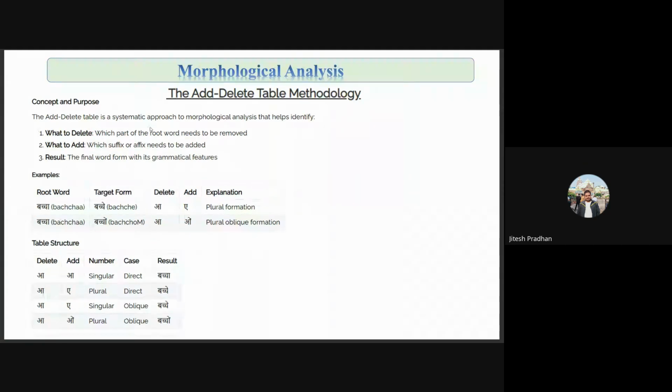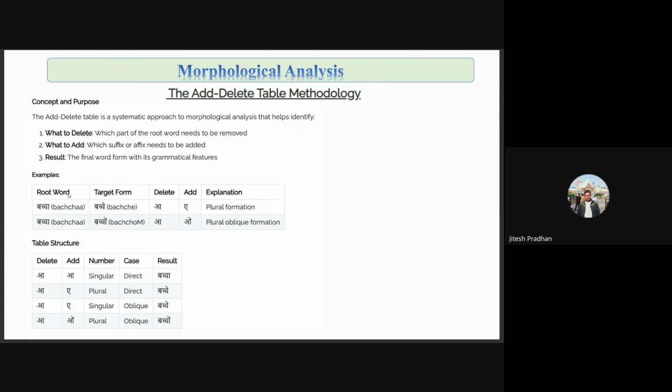Now, in morphological analysis, we do the add delete table methodology. So what is this add delete table methodology? It is a systematic approach in morphological analysis to identify what to delete, what to add, and the result. What to delete means which part of the word needs to be removed so that we can go to the root. What to add means which suffix or affix needs to be added to create the word, and the result is the final word with its grammatical feature. So that is the add delete table methodology.